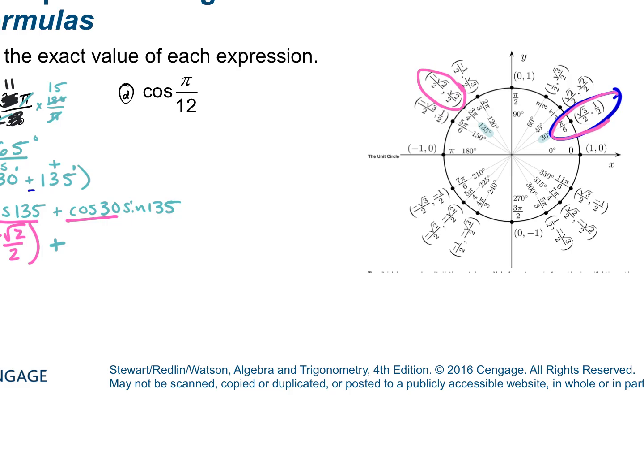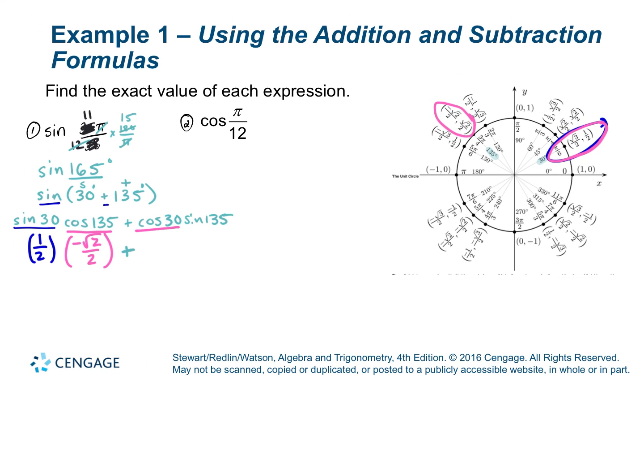Cosine tells us we look at what? The x. What's our x value? Square root 3 over 2. And then sine of 135, we're going to go to 135. Sine tells us we look at the y value. What's our y value? Square root 2 over 2.